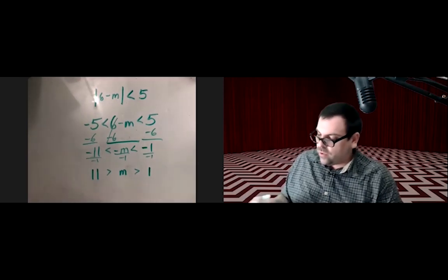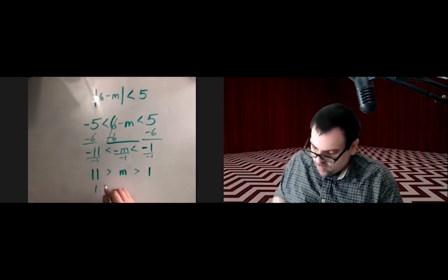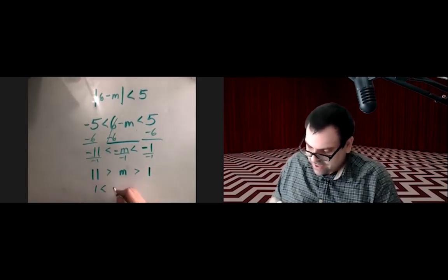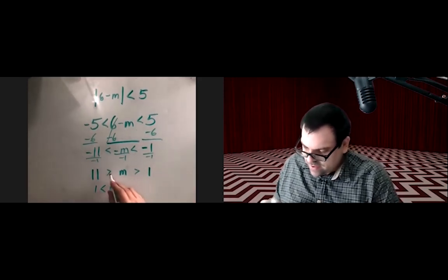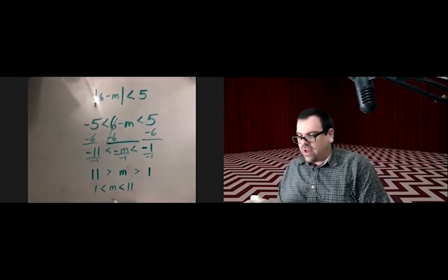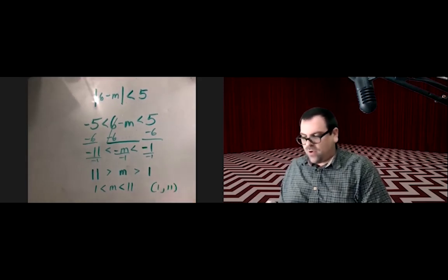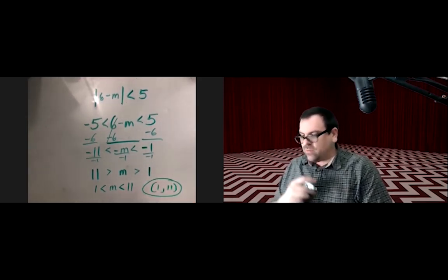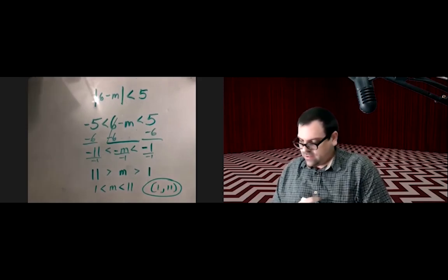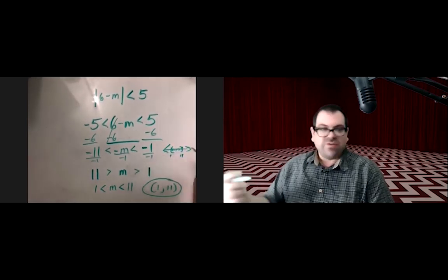So if we switch the whole thing around, we have a 1, and then the 1 has a point, and the big end goes towards the m. And then the m has a point, and the big end goes to the 11. And oh, would you look at that? That's the interval from 1 to 11 that we reasoned would be the answer. On a number line, there's 1, there's 11. The answer is the stuff in between.